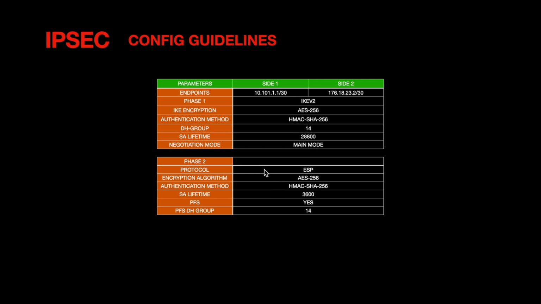And for phase 2, you should have the protocol. It can be either ESP or AH. You should have the encryption algorithm. You should have the authentication method and the security association lifetime. You should specify if you want perfect forward secrecy, and if yes, you should specify the Diffie-Hellman group for that.